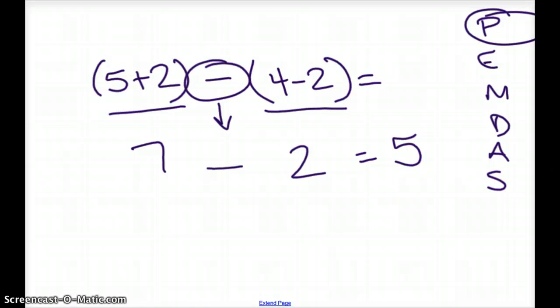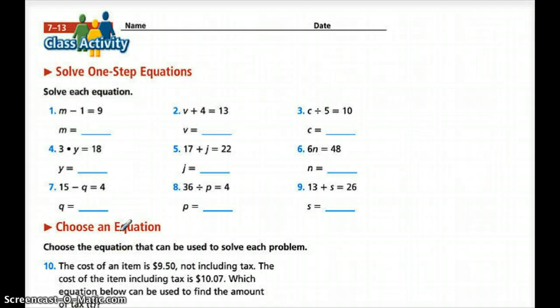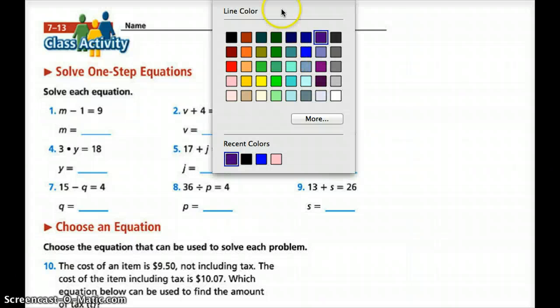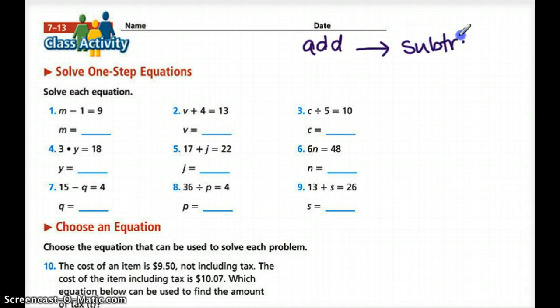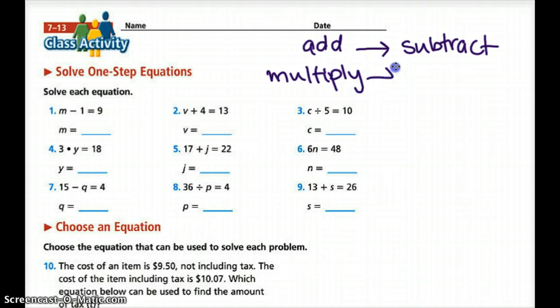Alright, let's look at page 315. This is very similar to what we said yesterday, so you're solving for a letter. Before we begin, I just want to remind you that we're working with inverse operations. So if I have addition, the opposite of that would be subtraction. Or if I have multiply, the opposite of that would be to divide. Same thing, it goes backwards. If I have subtract, then I add. If I have divide, then I multiply. They go both ways. These are called inverse operations.